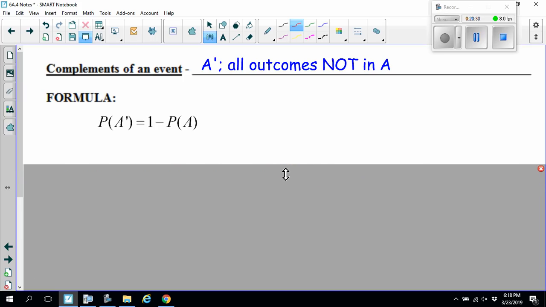So let's talk about the formula. The formula is the probability of A prime. This is a prime sign, if you did not know that. It is equal to 1 minus the probability of A. What this means is the probability of not A is equal to 1 minus the probability of A occurring.